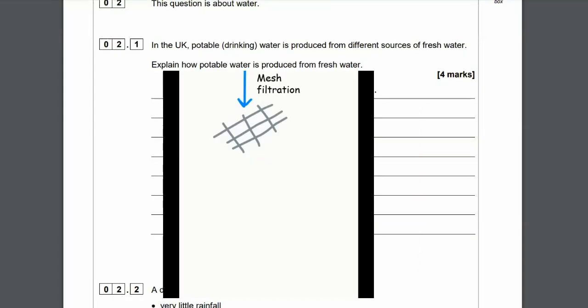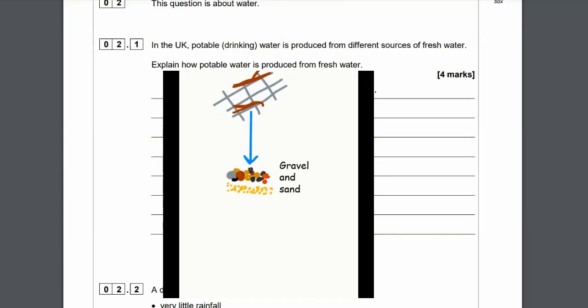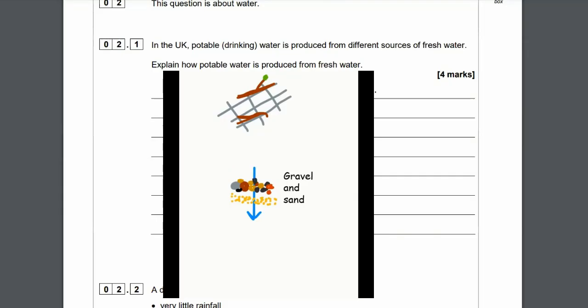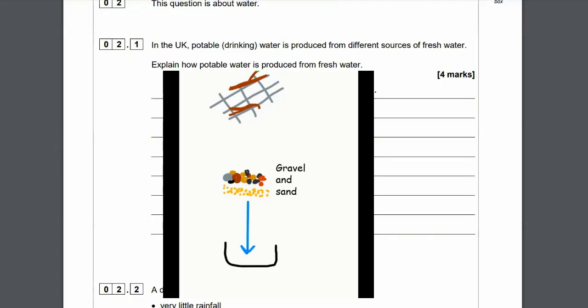And you can't just dip your glass into a river or lake and have a drink. You've got to filter it first. So the first step is filtration, and that removes twigs or stones. Use gravel and sand, known as a bed, to filter it, and that removes the small debris or solid bits.